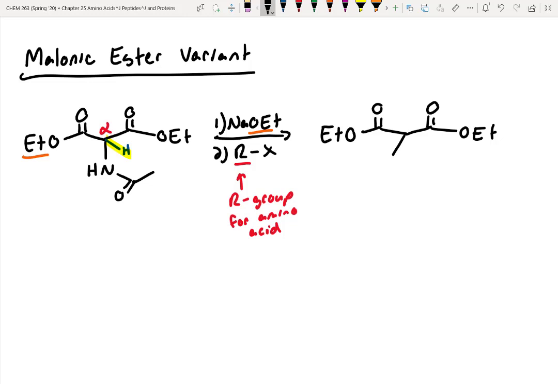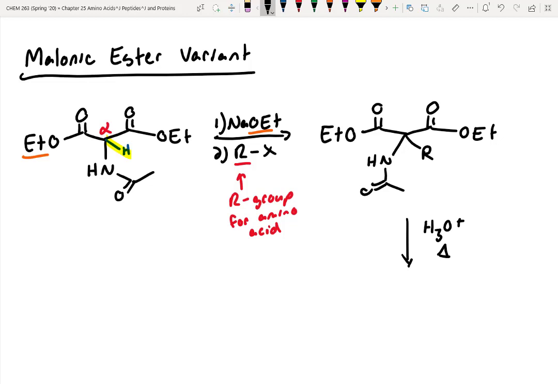We would have that N-acyl group still hanging on, but now we would have the R group installed on that alpha carbon as well. All right, next step is we want to treat this with acid and heat.